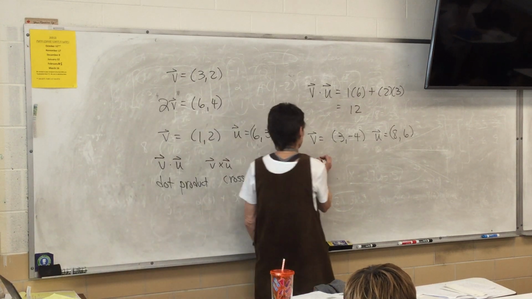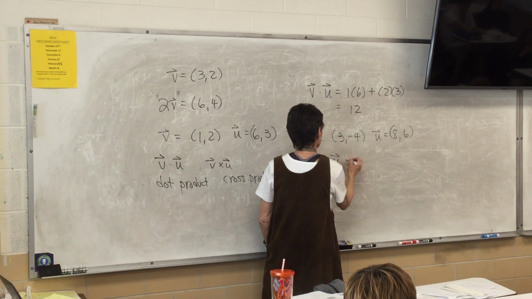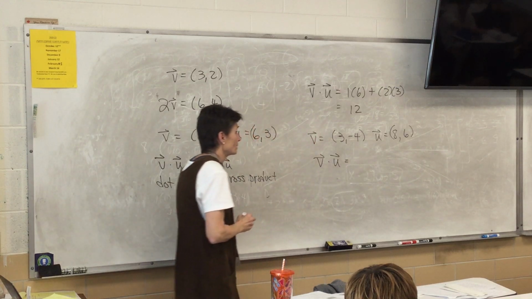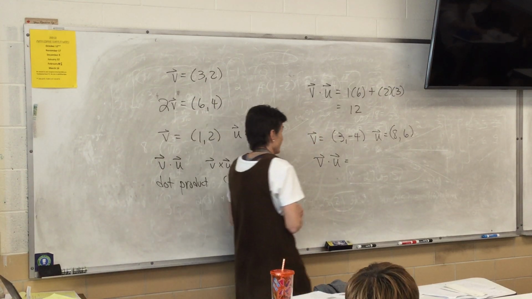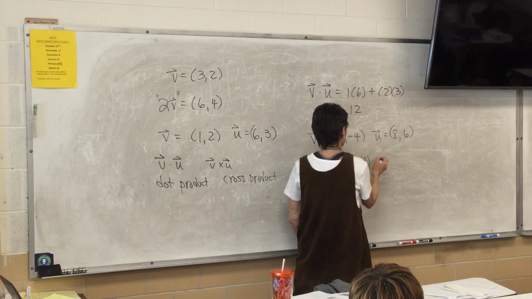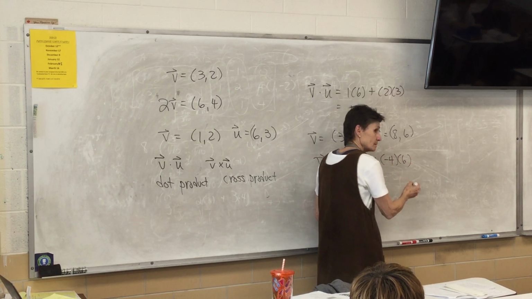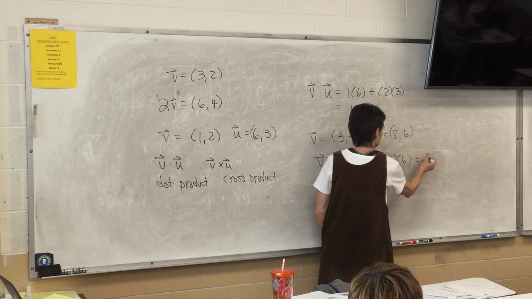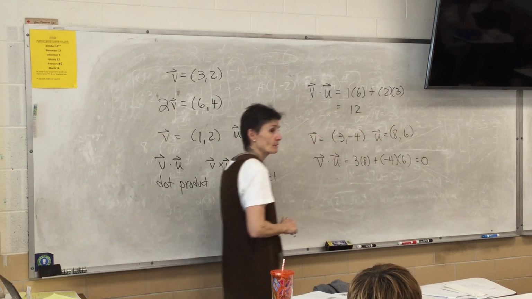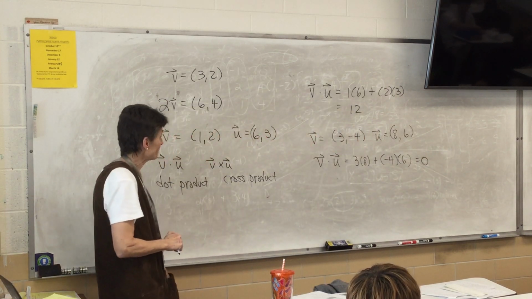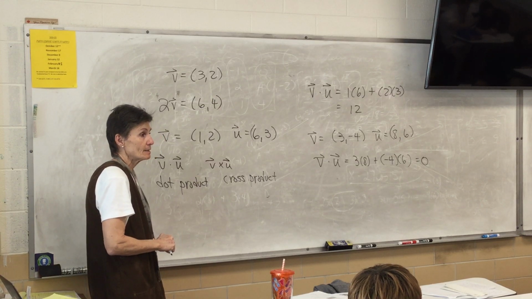What's the dot product of these 2 vectors? It would be 3 times 8 plus negative 4 times 6. 0. The dot product's a number. This time that number turned out to be 0.